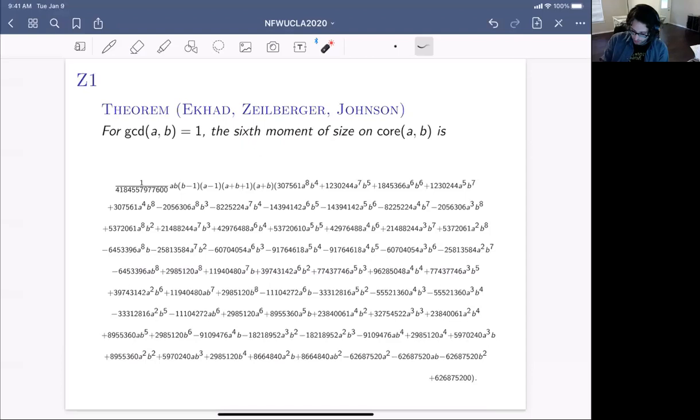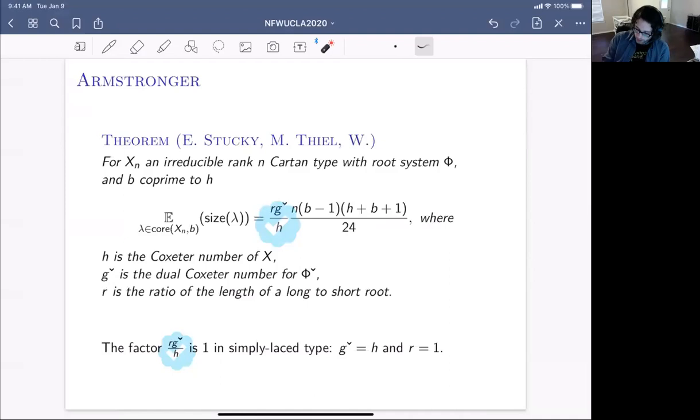So that's cool. Okay, so we have a generalization now. Marko and I originally just had this formula for simply laced type, and now we've generalized it. So the point is that now we're looking at the expected value of size, this quadratic form, in this generalization of simultaneous cores, which are coroot points living inside of this weird dilation of the fundamental alcove.